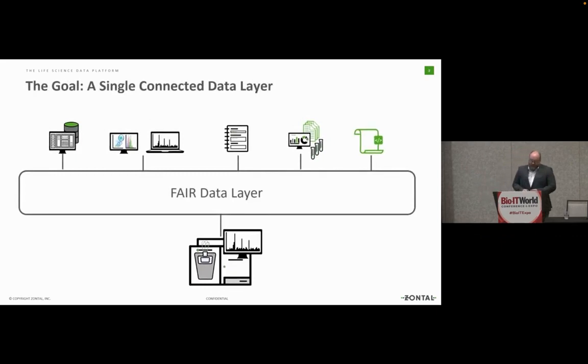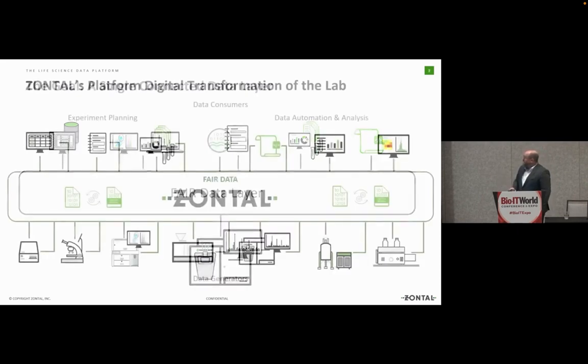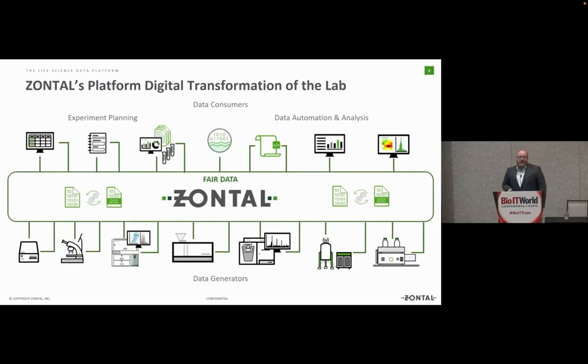So what we built at ZONTAL is a FAIR data layer. And that means that we are connecting all of these processes, all of these workflows, and we're connecting the instruments, we're connecting the solutions, the ELNs, the LIMS of the world, and we're connecting them with the direct output of the experiment. And that doesn't only go one way.